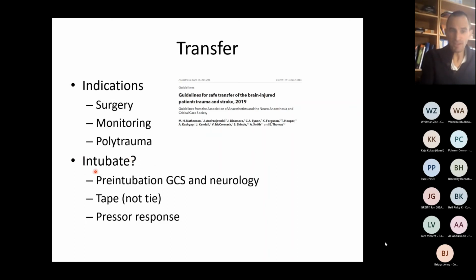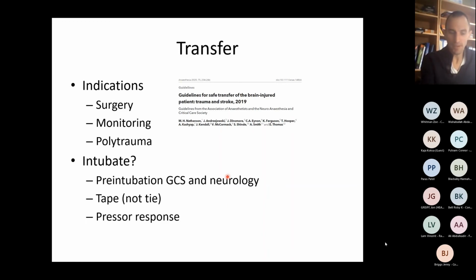When you do intubate these patients, you want to know the pre-intubation GCS, any neurology, any fits, and the results of your primary and secondary survey. So what else is going on with that patient? What do I need to hand over to your neurosurgical centre or to your trauma centre?